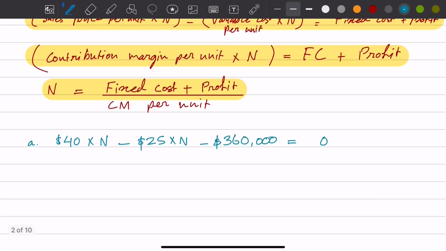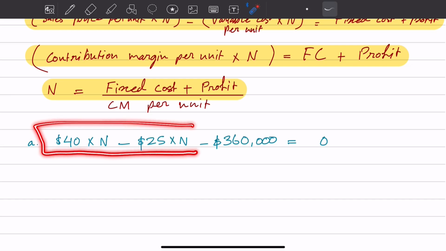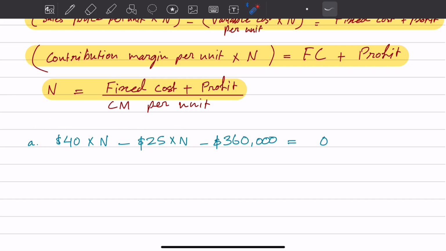Okay? Now all we need to do is to just simplify this, where we will have the contribution margin per unit, okay, which is basically the difference between the selling price per unit and the variable cost per unit. And then we'll also move the fixed cost to the other side and change its sign, right? So 40N minus 25N, that will be 15N.